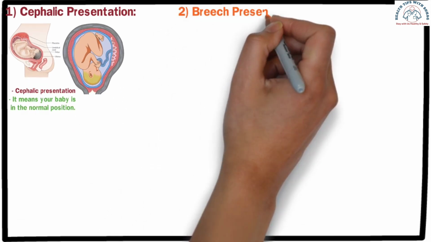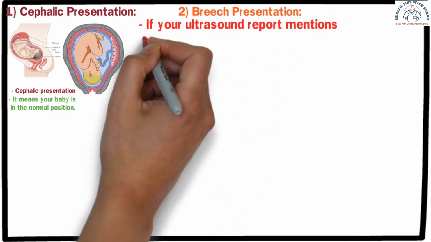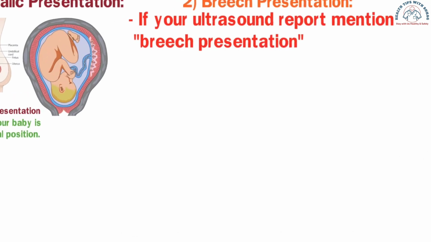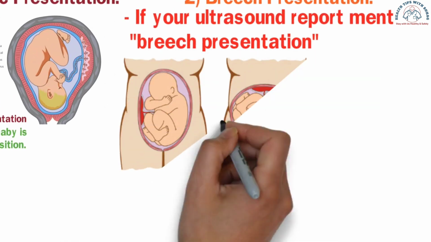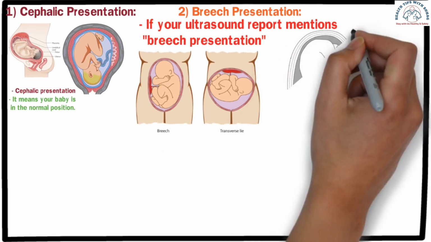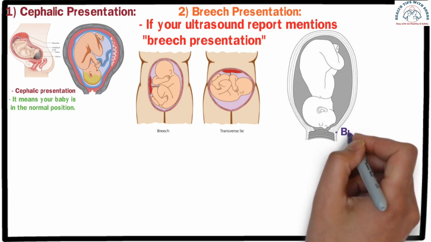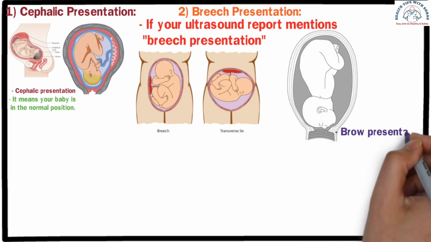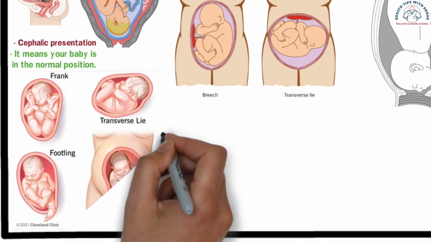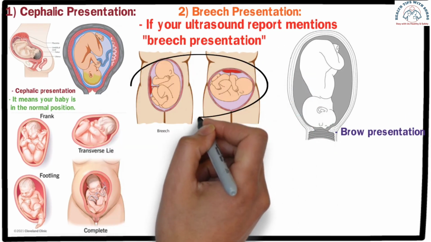Number 2. Breech presentation. If your ultrasound report mentions breech presentation, it means your baby is in an upside down position, meaning the baby is not in the normal position. In a breech presentation, the baby's head is positioned upward or the baby is in a transverse position. Sometimes the baby's head may be down, but if the brow is presented first instead of the top of the head, it is called brow presentation. Breech presentation can occur in various forms such as complete breech, frank breech, transverse lie, among others.